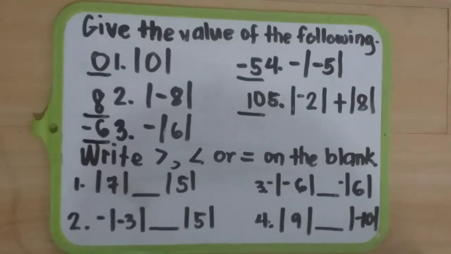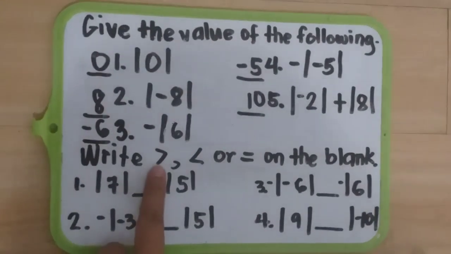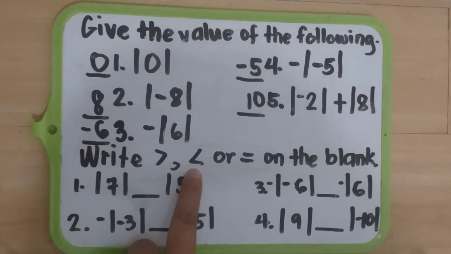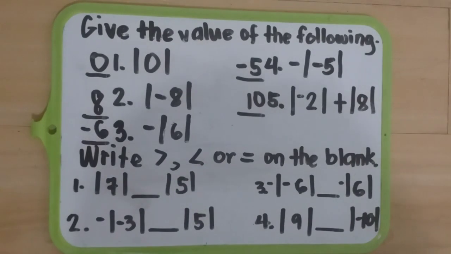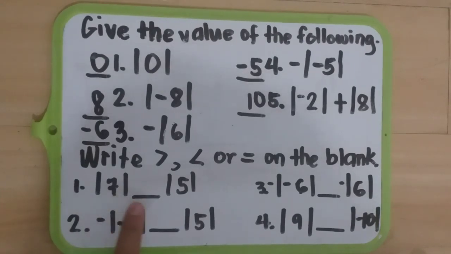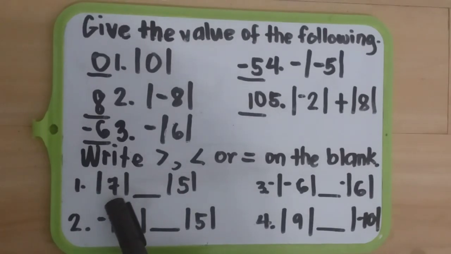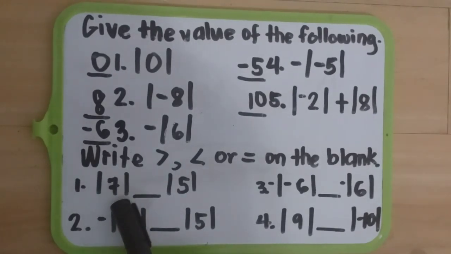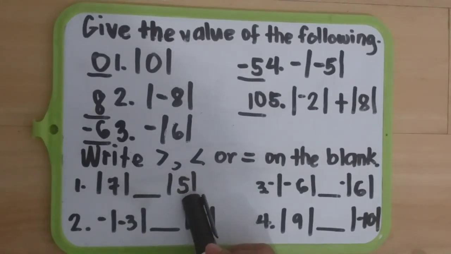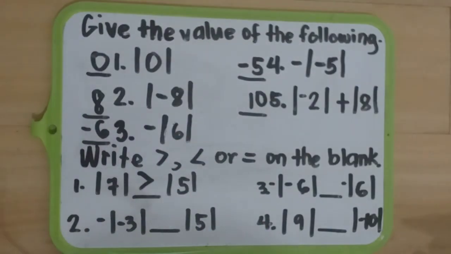Now, let us compare the following using the following symbol. So, we have here greater than, less than, or equal to. So, for number 1, we have absolute value of 7 is blank absolute value of 5. So, ang absolute value of 7 ay positive 7. Absolute value of 5 is positive 5. So, ang answer natin dito ay greater than. Okay?